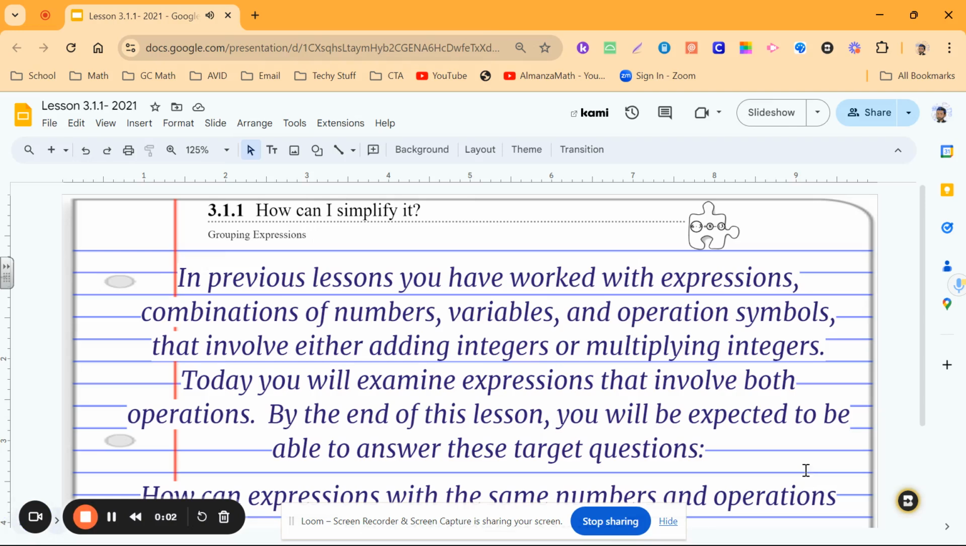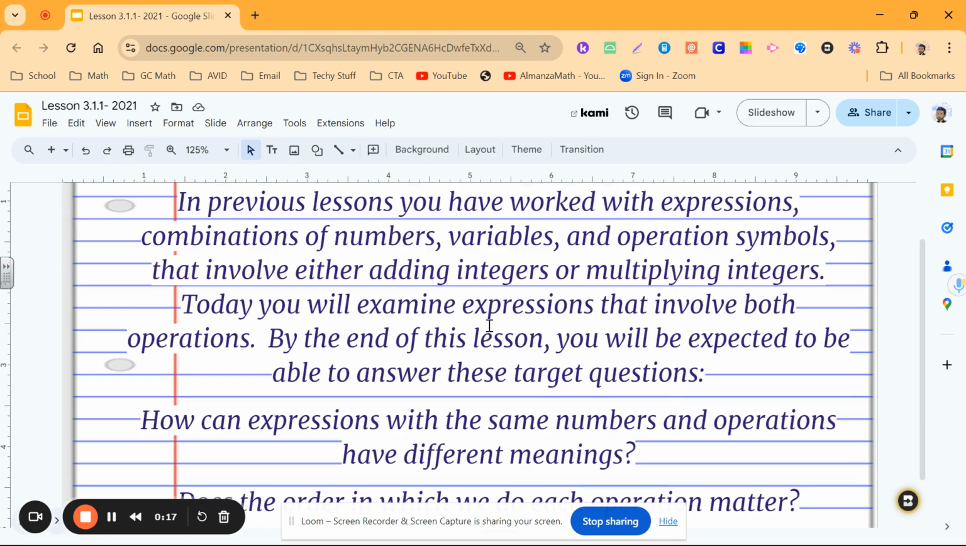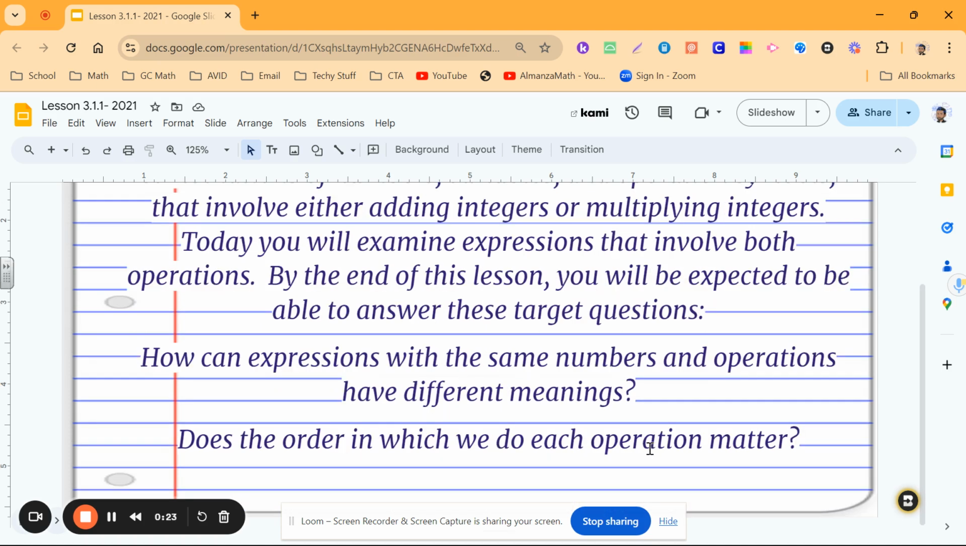Today we're talking about terms. We were working with expressions previously, combinations of numbers, variables, and operation symbols, and we've been adding and multiplying integers. Today we're going to use both adding and multiplying and see how expressions with the same numbers and operations can have different meanings. Does the order in which we do the operations matter?